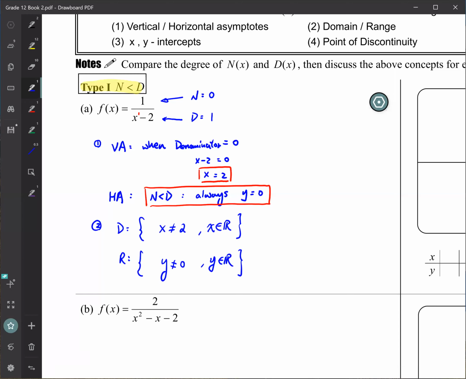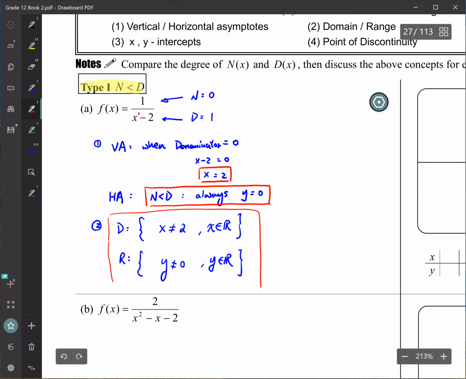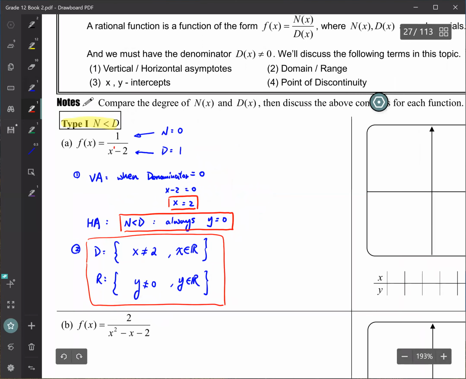Okay, any questions so far? Okay, so far we got domain and range. Okay, so that's your answer for part 2. Okay, we have 4 things to find, but then number 4, we save it for type 4. Okay, so number 3, we need to find the x-intercept and y-intercept.